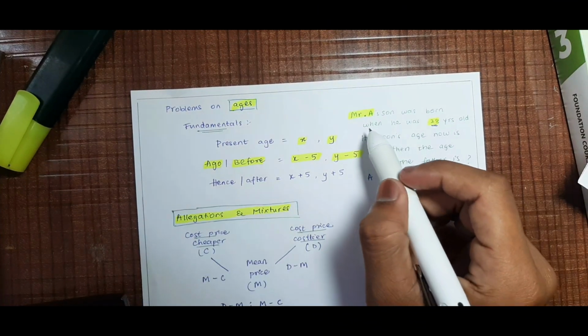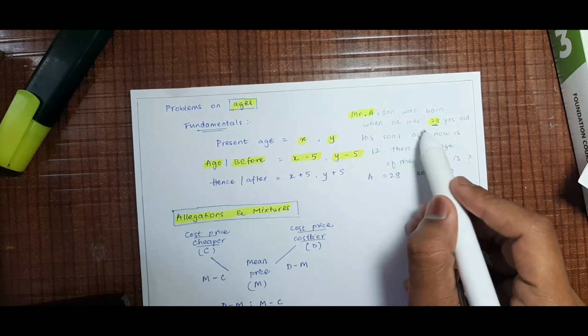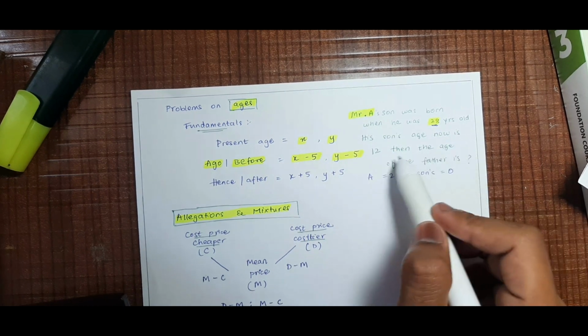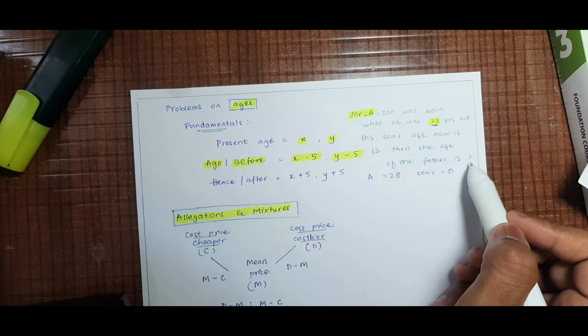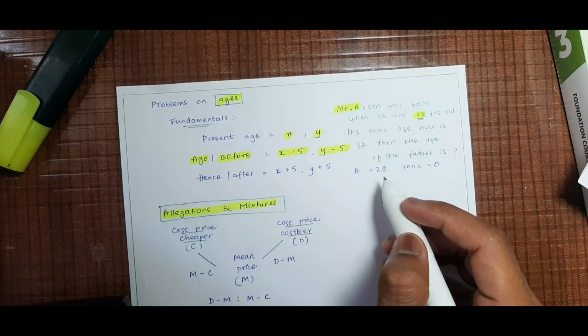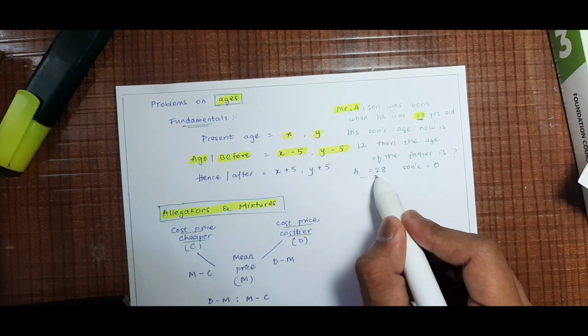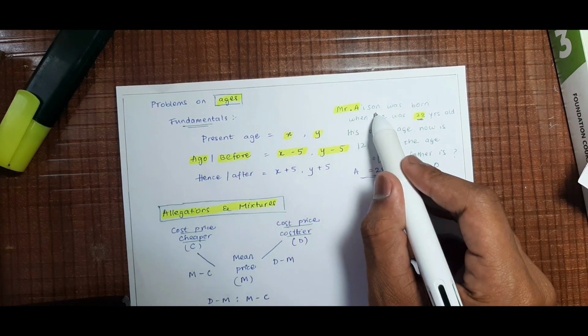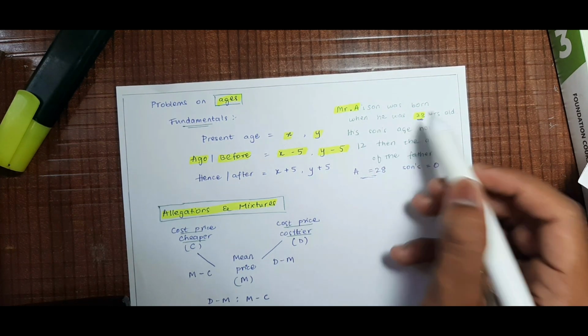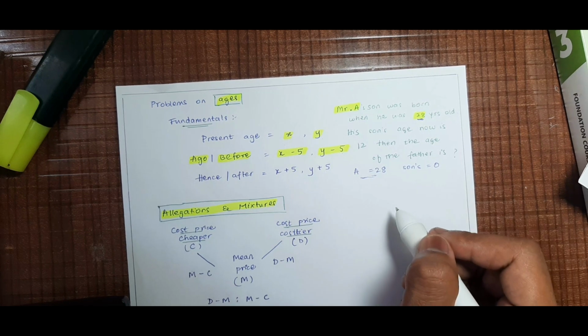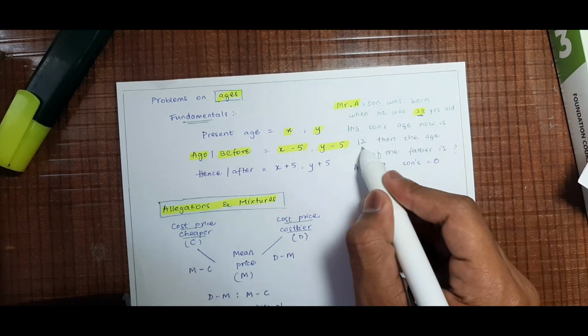Now let's see the example. Mr. A's son was born when he was 28 years old. His son's age now is 12. Then the age of the father is what? This is the question. Here Mr. A's age is 28, and Mr. A's son was born when he was 28, which means we must consider the son's age as 0. The son's age now is 12 years.